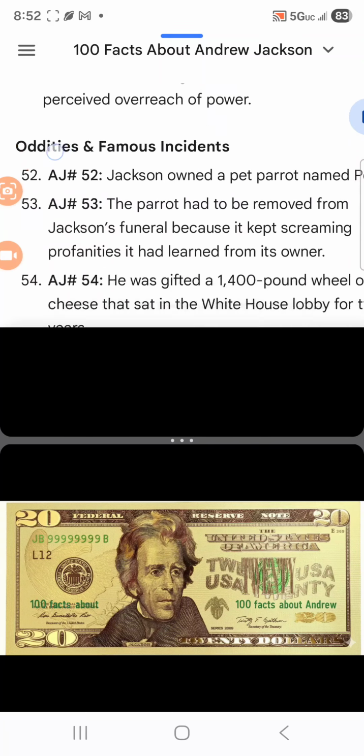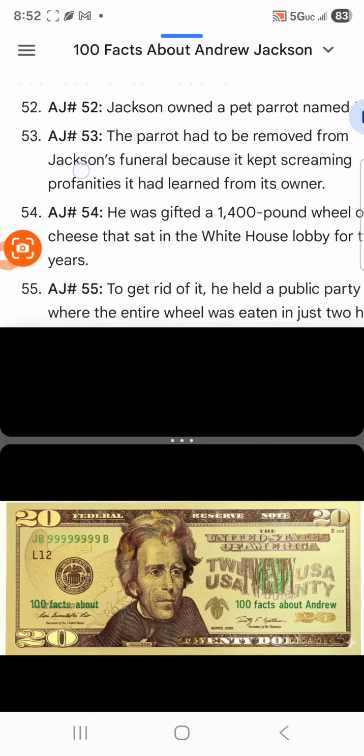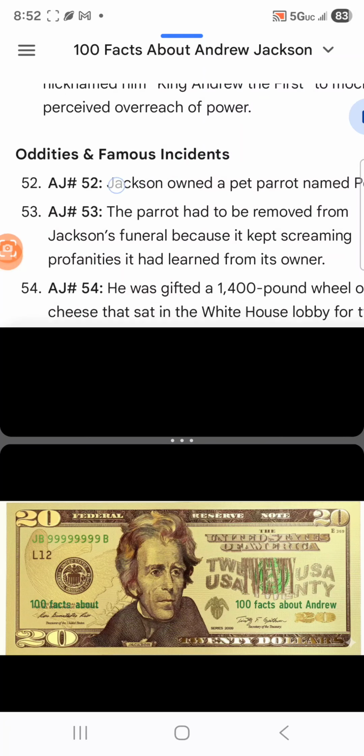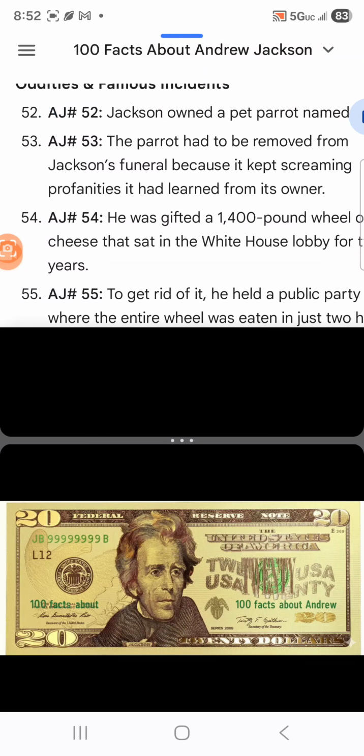Oddities and famous incidents. 52. A.J. number 52. Jackson owned a pet parrot named Pole. 53. A.J. number 53. The parrot had to be removed, I guess he named this parrot Pole because of an election poll, from Jackson's funeral because it kept screaming profanities it had learned from its owner.